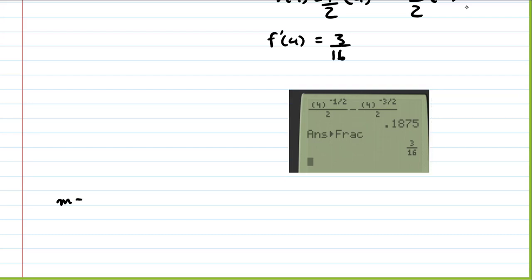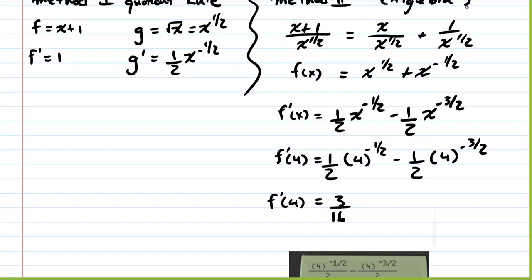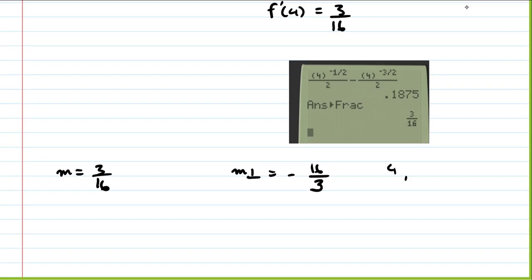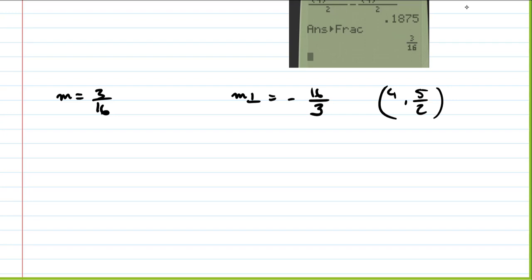So that means our slope is 3/16, and then what would our perpendicular slope be? Negative 16/3, right? So now we have our point, which was 4 and 5/2. Now we just find the equation of each of our lines.